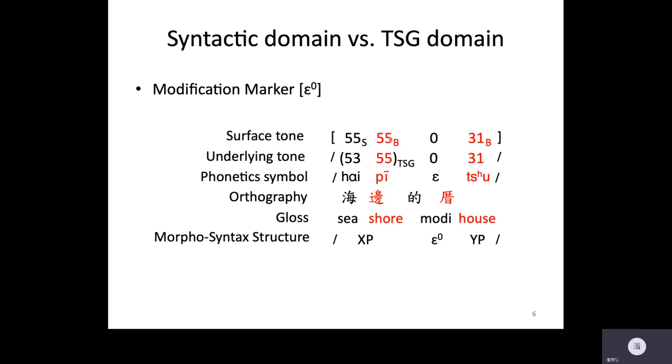A previous morpho-syntactic study claimed that the tone Sandhi group domain corresponded to the XP domain and found that only bass tones are produced before the modification marker A. For example, in the word beach house here, the morpheme B is produced with a bass tone before the modification marker A.